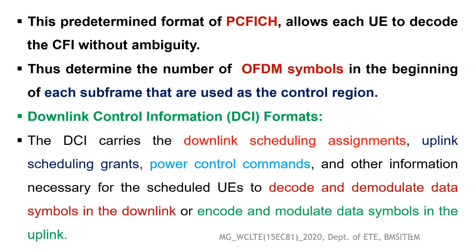That will determine the number of OFDM symbols at the beginning of each subframe that are used as the control region, meaning how many OFDM symbols can be used for PDCCH and how many can be used for PDSCH. I said the minimum is 1 and the maximum is 4 OFDM symbols in each subframe that will be used for carrying the downlink control information through PDCCH. That will be indicated by the control format indicator, and it will use the first OFDM symbol in each subframe.